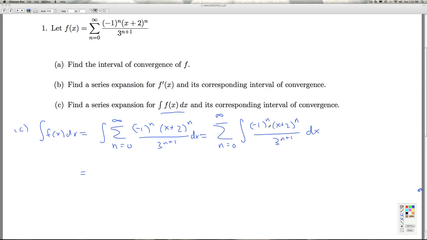Now once again, as far as x is concerned, all these n's are constant. So the negative 1 to the n and the 3 to the n plus 1, they just go along for the ride. And I anti-differentiate x plus 2 to the n. I get x plus 2 to the n plus 1 divided by n plus 1.